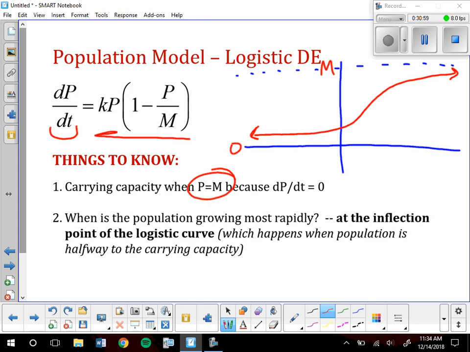Sorry about that. It'll ask, when is the population growing most rapidly? And you can see that it happens right there at the inflection point of the logistic curve. At this inflection point, that's when our slope is the steepest. When we're far away from our carrying capacity, we grow faster and faster. But then when we get closer to our carrying capacity, we grow slower and slower. And so you can algebraically prove this, but it is a fact that I'm just going to give to you. This happens when the population is halfway to the carrying capacity. That's when your population is growing the most rapidly.